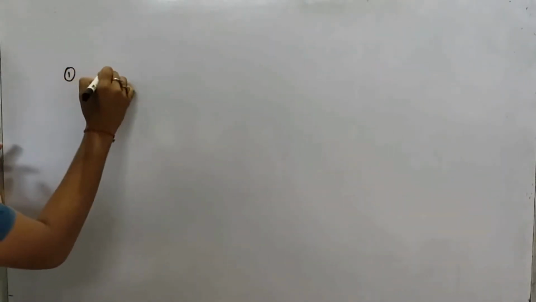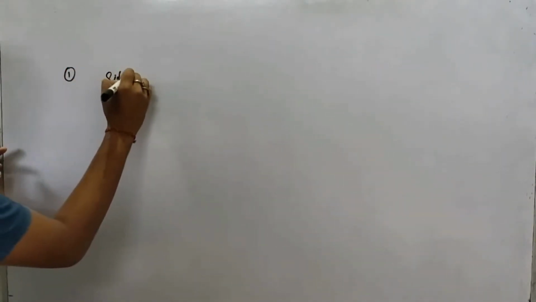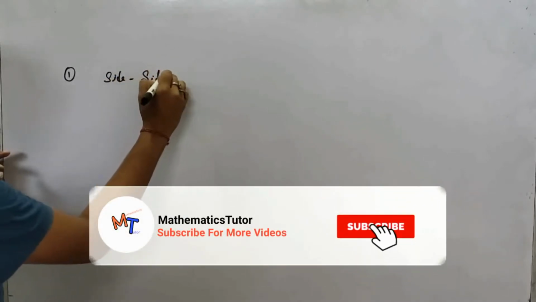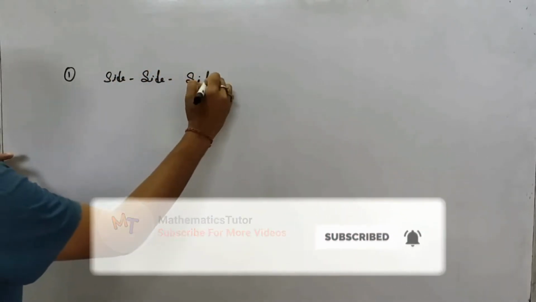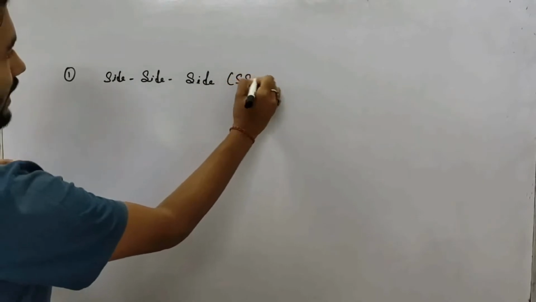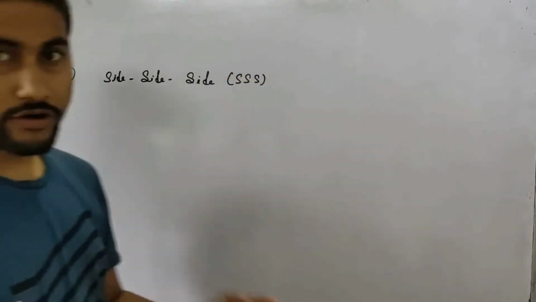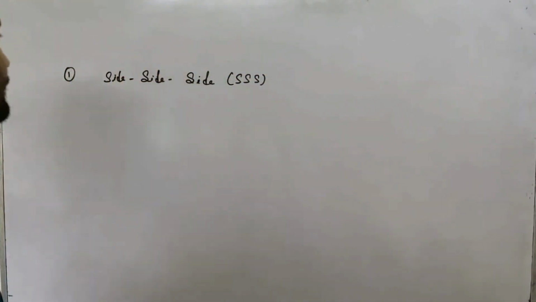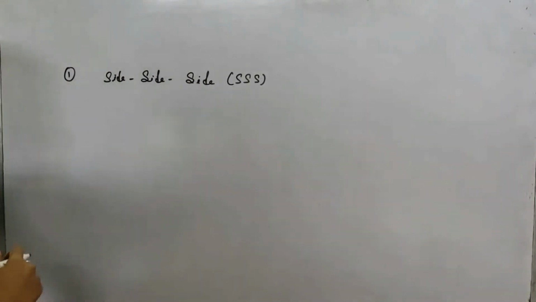In the previous class we discussed the four properties by which we prove the congruency of triangles. Let us discuss them one by one. The first one was side, side, side. SSS. This was the first property. So how do we prove congruence by this property?